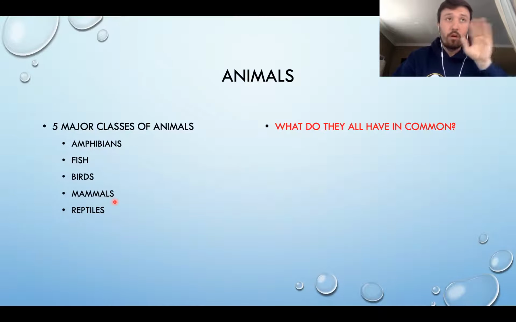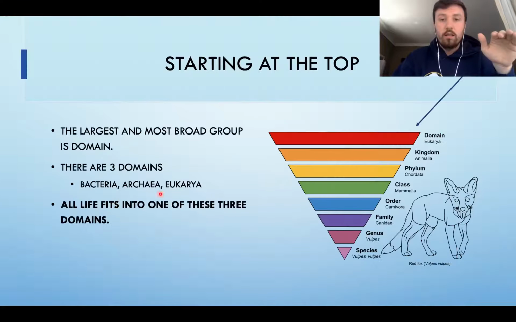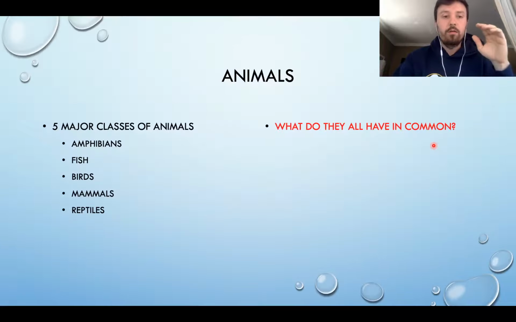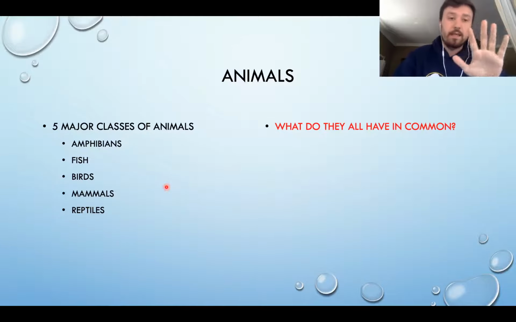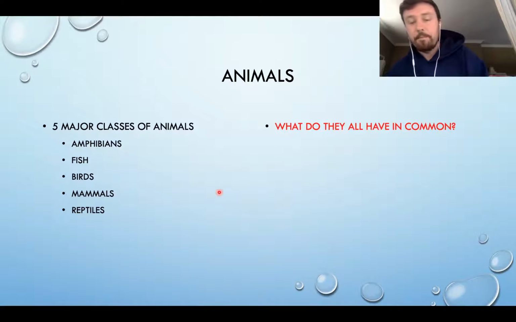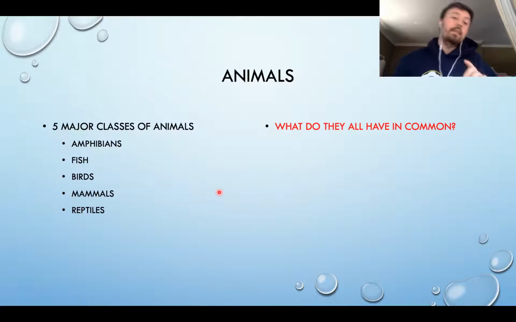So animals, all animals, are in the domain of eukarya and in the kingdom of animalia. Every animal that we know, and then we know that there are 5 major classes. So we have amphibians here, fish, birds, mammals, and reptiles. And I have no doubt that all of you have heard about all 5 different things on that list there. But there is, and they all look very different.